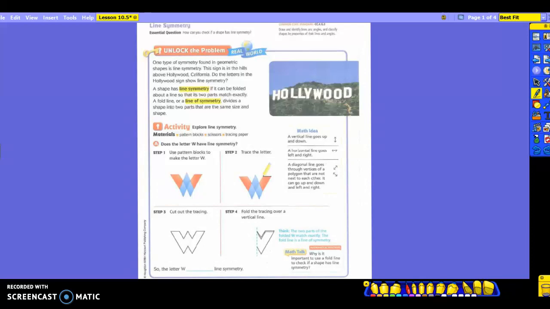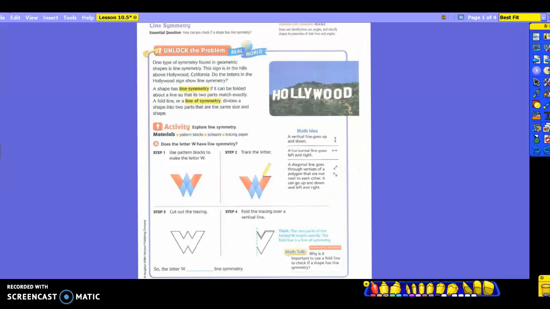You know that a shape has line symmetry if it can be folded about a line so that its two parts match exactly. A fold line or a line of symmetry divides a shape into two parts that are the same size and the same shape. Now when you look at a sign, can you take it and divide it in half and fold it? No. But can you think about if I was to have it as a piece of paper or something that I could cut in half or I could fold in half, would it be equal on both sides? So that's what you're thinking about here.